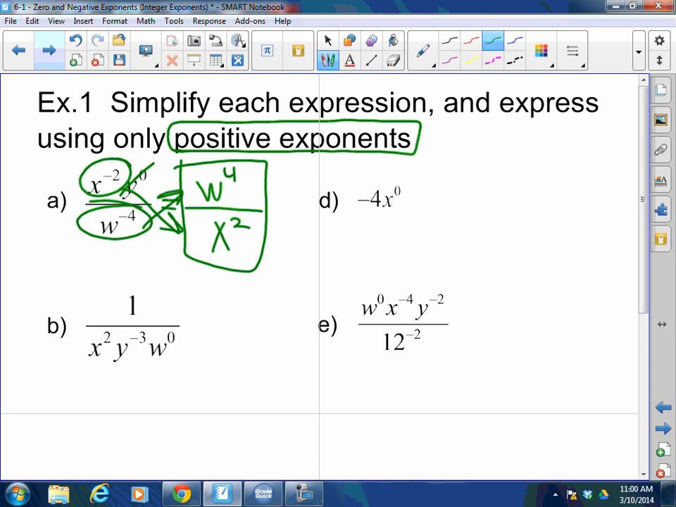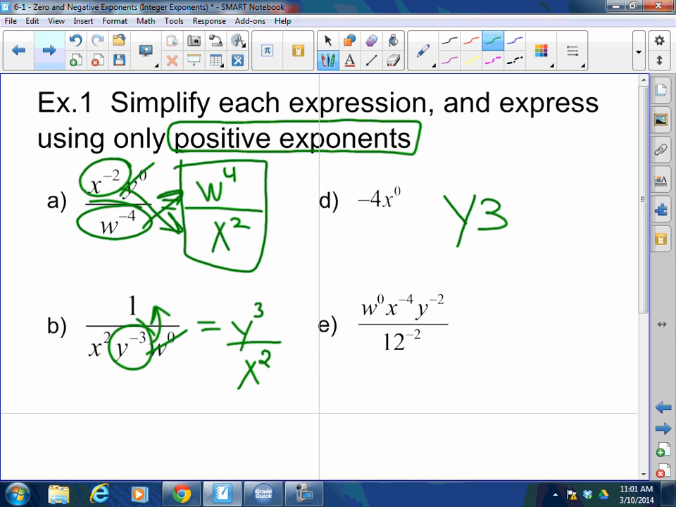B, 1 over x squared y to the negative 3, w to the 0. Immediately, what is w to the 0? And this guy comes up to make it positive. Beautiful. So it would equal y, 3. Really, guys? Y cubed. Thank you. We've talked about these things, guys. Please. Over x squared. Thank you. Guys, I'm not trying to be rude, but y3 means this.